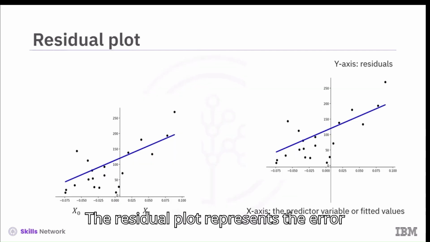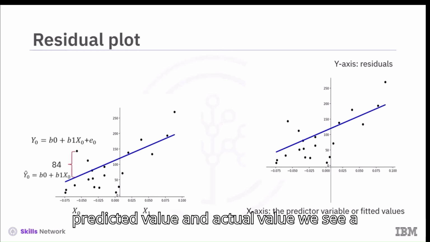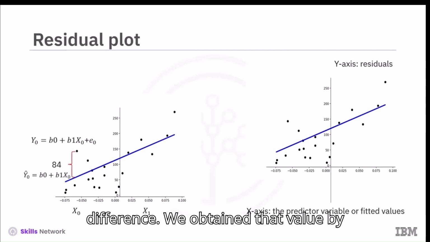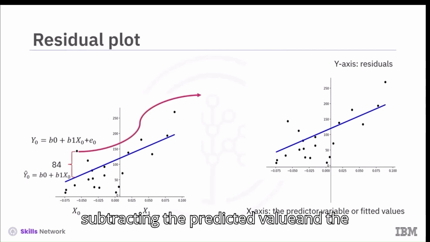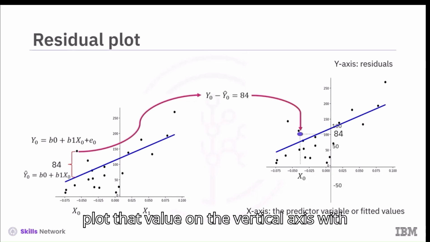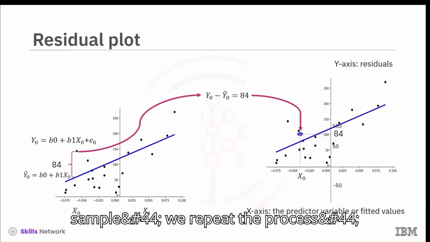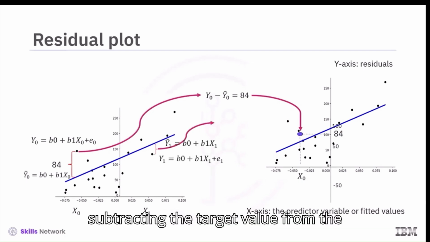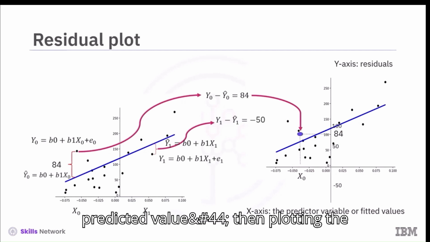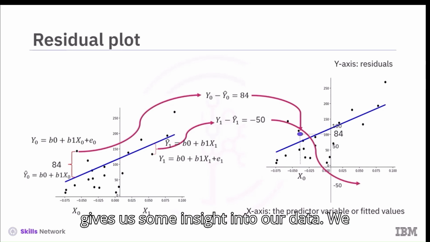The residual plot represents the error between the actual value and the predicted value. Examining the predicted value and actual value, we see a difference. We obtain that value by subtracting the predicted value and the actual target value. We then plot that value on the vertical axis with the dependent variable as the horizontal axis. Similarly, for the second sample, we repeat the process, subtracting the target value from the predicted value, then plotting the value accordingly. Looking at the plot gives us some insight into our data.